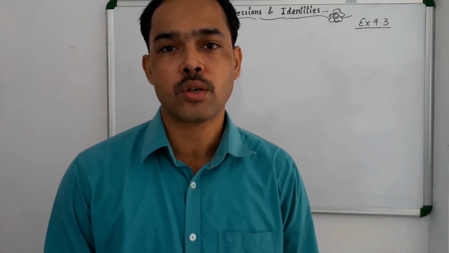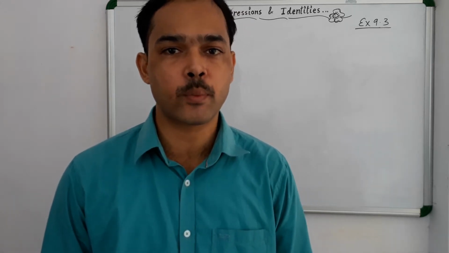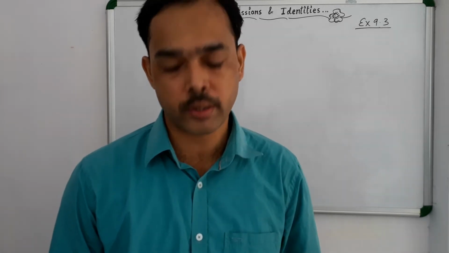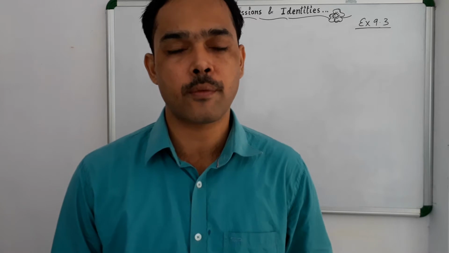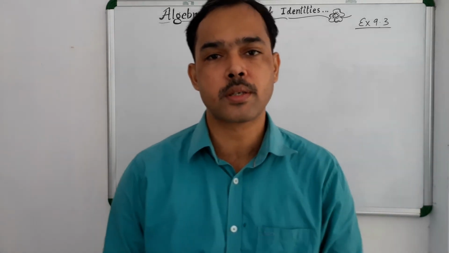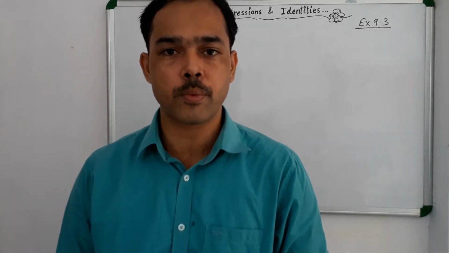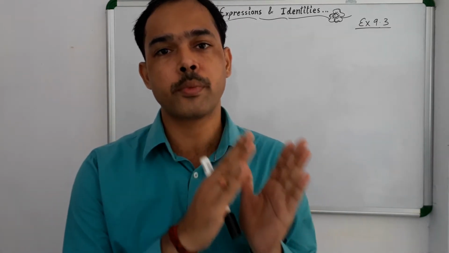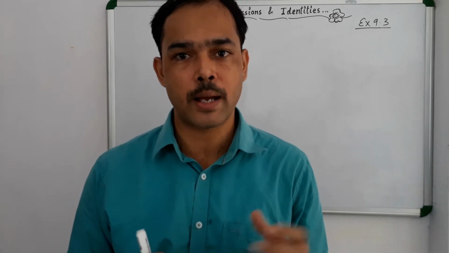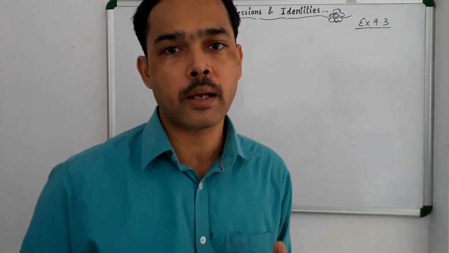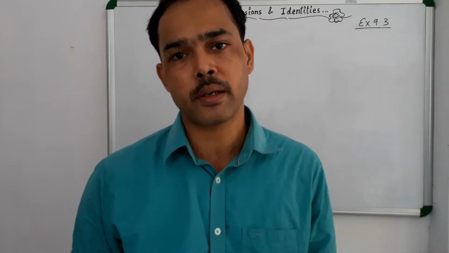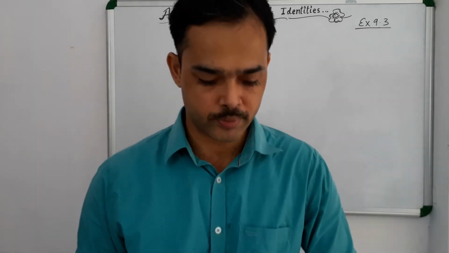Jai Hind students. So after completing exercise 9.2, today we are going to move on to exercise 9.3, where we will be doing parts of question number 1 and 3. In the previous exercise, you were multiplying a monomial by a monomial. But in this exercise, you will be multiplying a monomial by a polynomial. So it can be either a binomial or a trinomial.